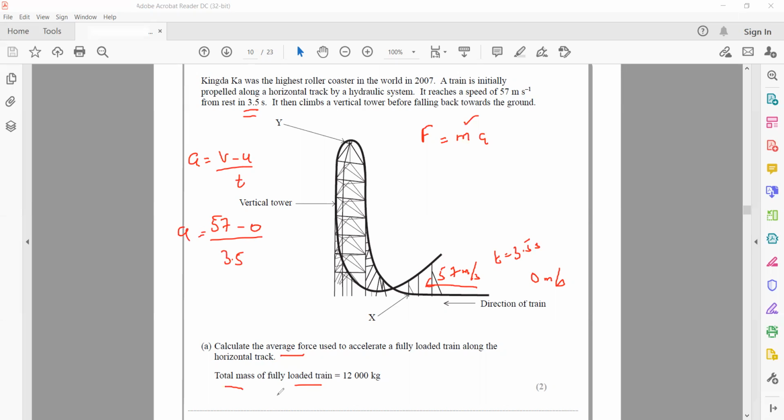So this will give us the acceleration of this train. Using the acceleration, it is 57 divided by 3.5, that's equal to 16.28 meters per second squared, and we have F is equal to ma. So mass is equal to 12,000 multiplied by 16.28. So we'll get the force, which is 2 into 10 to the power 5 newtons.